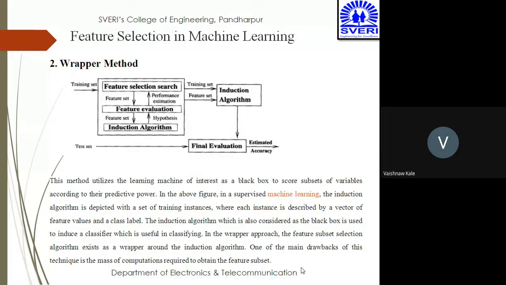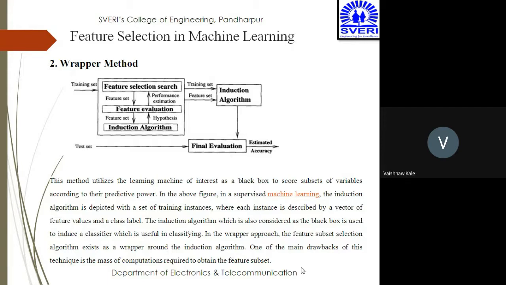Now, the second method is the wrapper method. You can see from the block diagram that the wrapper method can be easily understood. There are two sets: one is a training set and the other is a testing set. The training set is given to the feature selection search. The feature selection search will extract a feature set, then evaluate the features, and then give the feature set to the induction algorithm. Similarly, you can see that the induction program is given to the feature evaluation and then back to the search. There will be a performance estimation of whether the features we selected in the search are useful for our work or not.